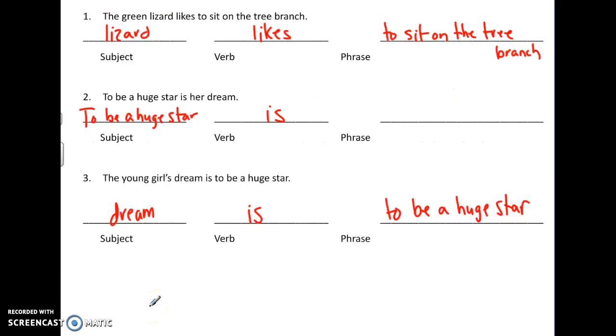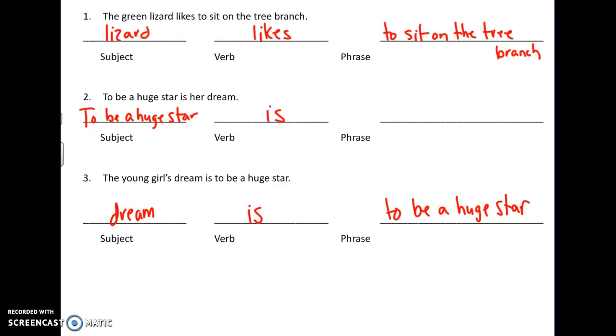Check your answers. The lizard likes to sit on the tree branch. To be a huge star is the subject in number 2. And then the girl's dream is to be a huge star is also a noun. So remember, if you can put the words the idea of, it's a noun.